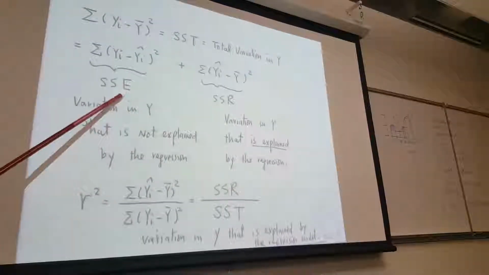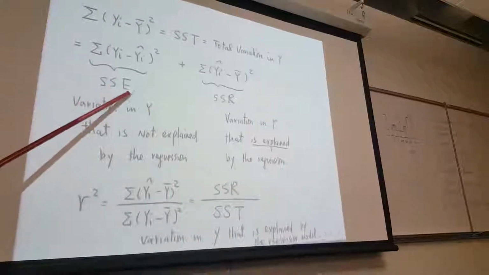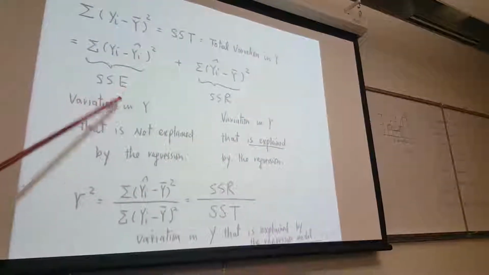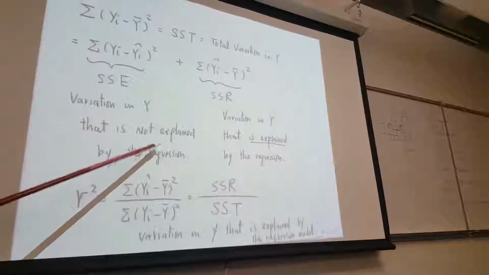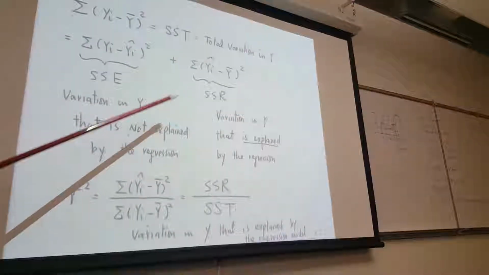Very easy to remember. E means what? Error. Prediction error. Why do you have prediction error? Because the regression model is not perfect. It's subject to what? Error. Is that okay? That's the way you remember it.